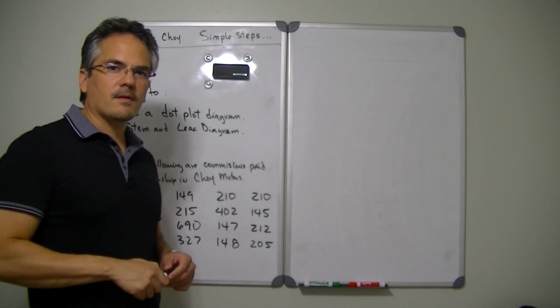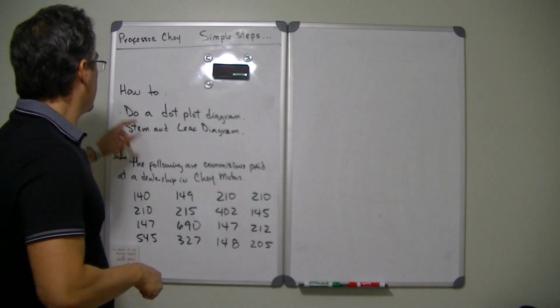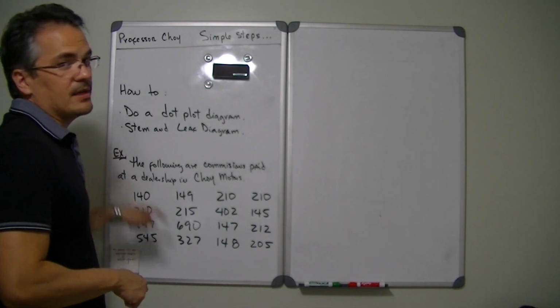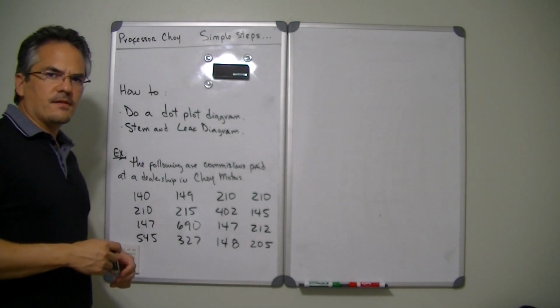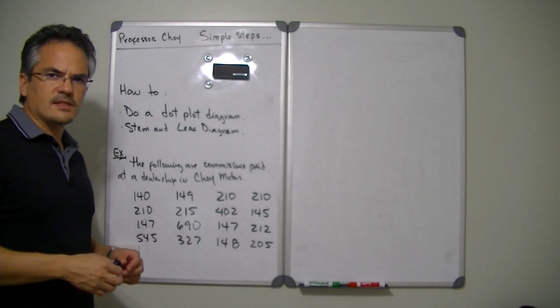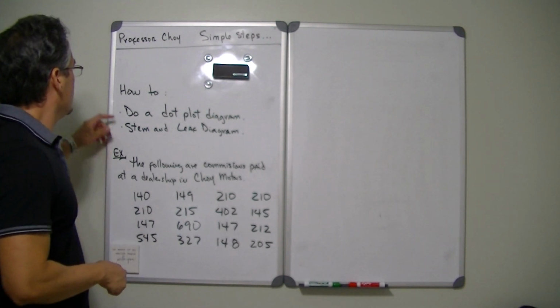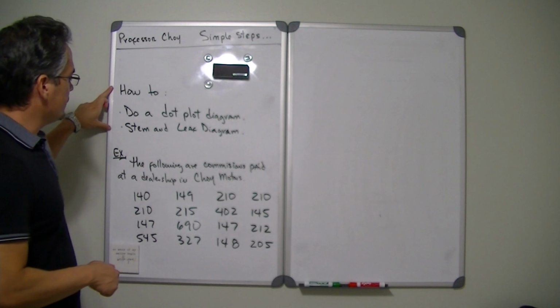Today we are here to talk about how to build a dot plot diagram and a stem and leaf diagram. Now, again, this is the kind of stuff that you would normally see in an intro to statistics class. So we're just gonna go over how to build these two.